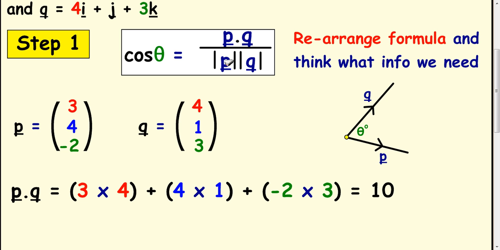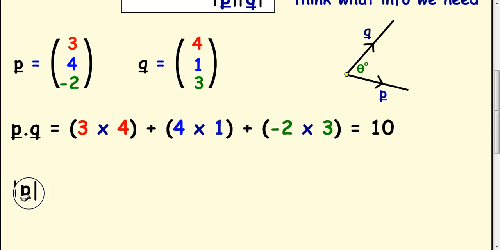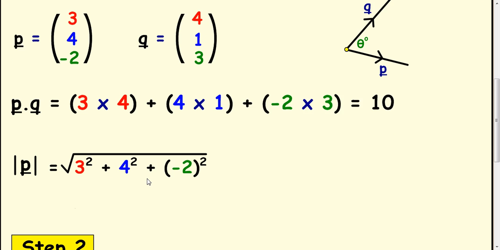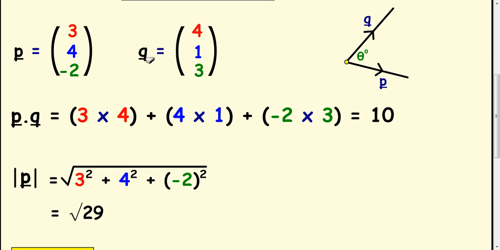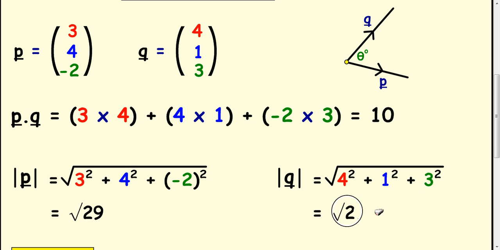I can then work out the bottom bits, the magnitude of p. So the magnitude of p is, you square these numbers and add them, and then square root. So square root of 3 squared plus 4 squared plus negative 2 squared. And that works out to be root 29. You're going to get a 9 plus 16 plus 4. And then do the same to q, magnitude of q. Square root of 4 squared plus 1 squared plus 3 squared. So what's that? 16 plus 1, so that's 17 plus 9. That's 26.